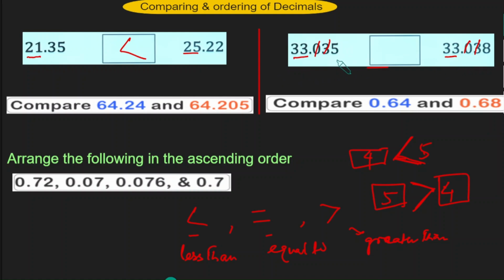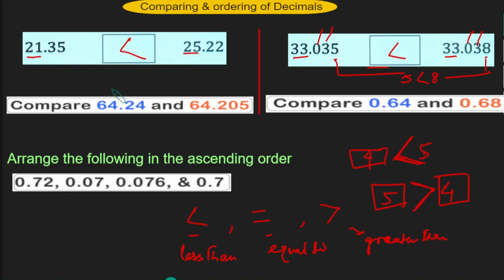Now we have 5 on the left side and on the right side it is 8, because 8 is greater, so we can say that 33.038 is greater than 33.035. So I can just show you the number exactly. So this is the scenario. Comparing this and this is also very easy for you, I guess.